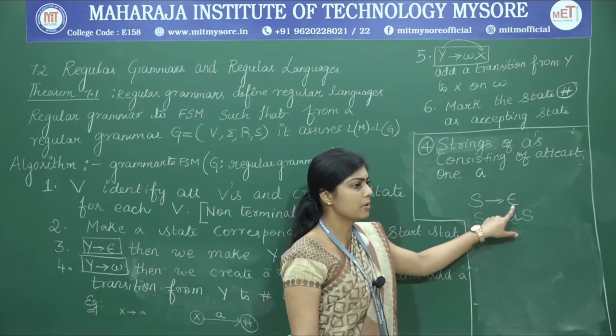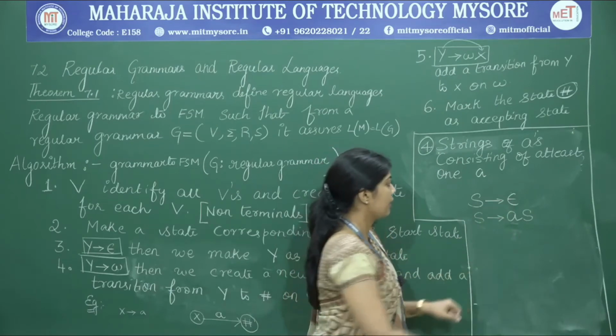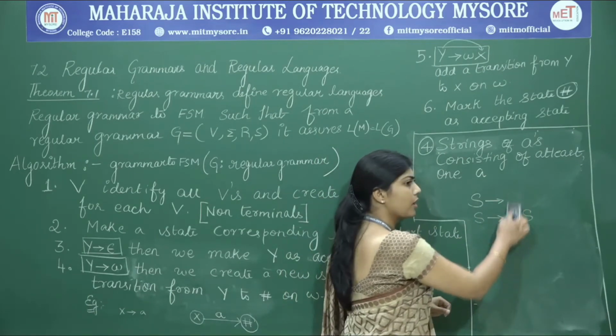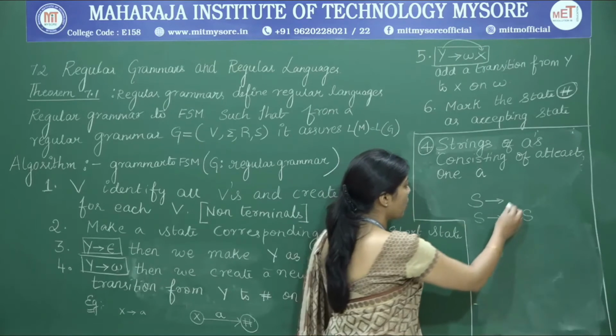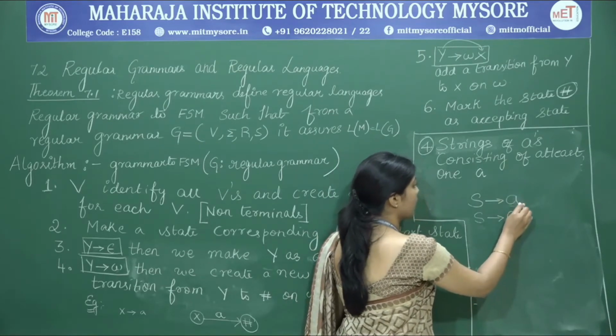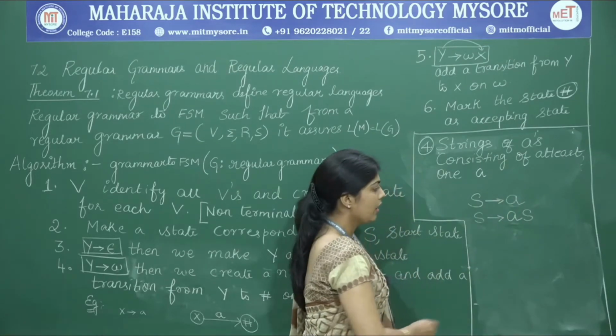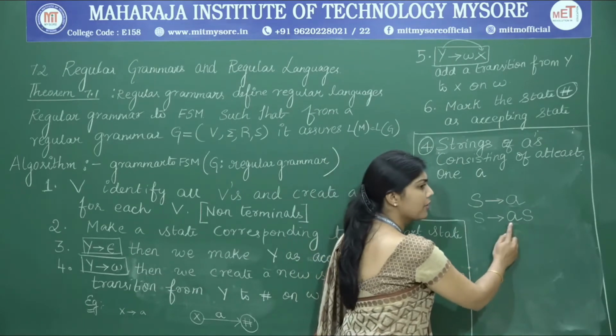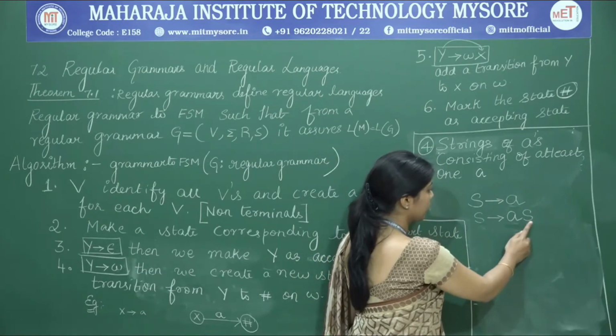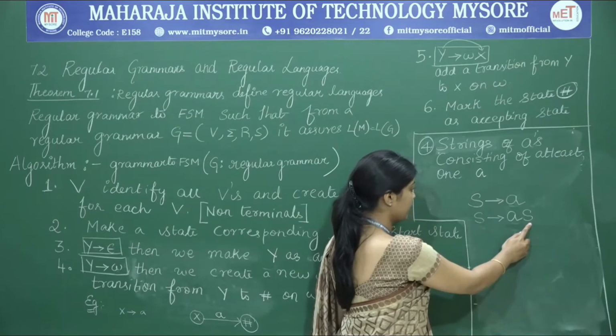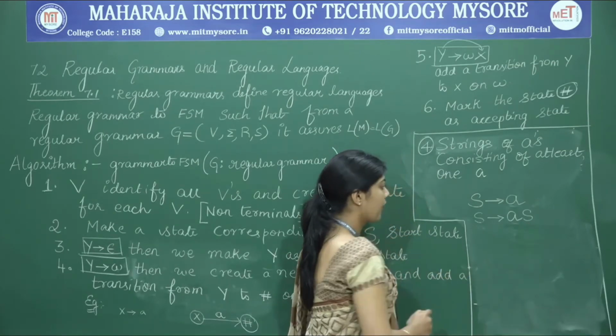This grammar was generating any number of A's, including 0, but here it says at least one. So S goes to epsilon is never possible. Therefore S goes to epsilon will not be there. What should be there? At least one A has to be there, and further you may have any number of A's which is recursively generated by this S. So this is the grammar.